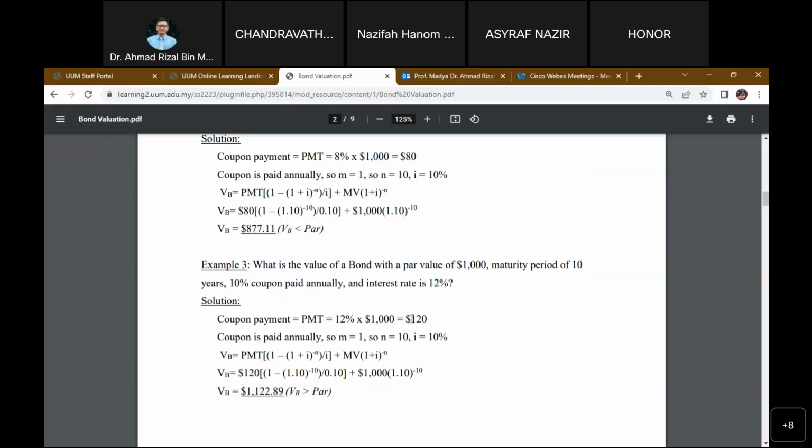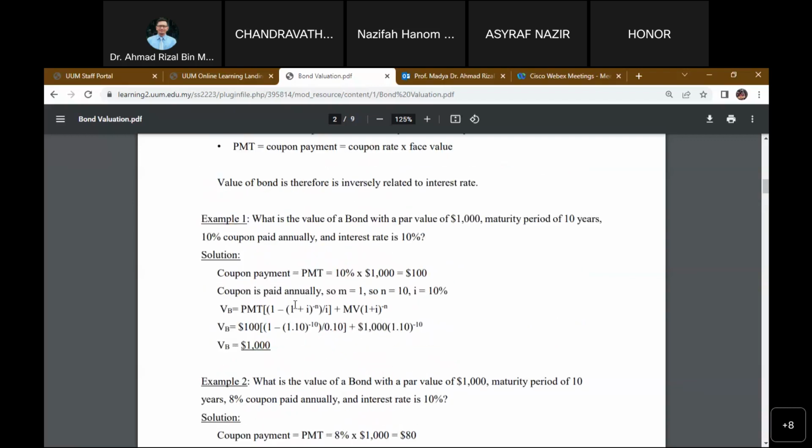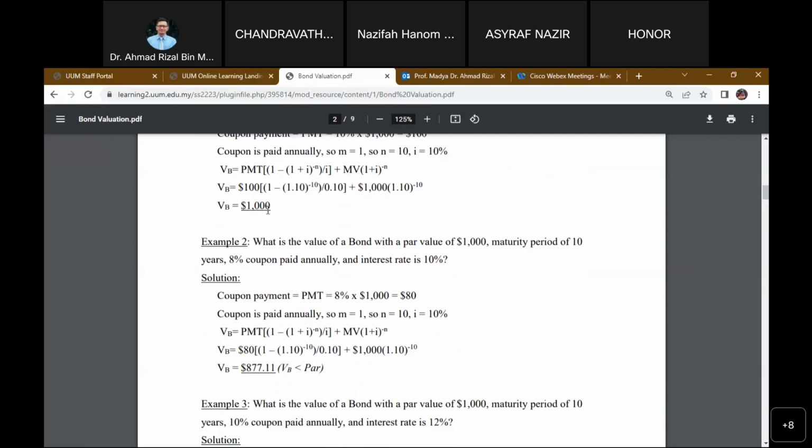12% times 1,000, which is 120. When you do this, you will get that the value of the bond would be 1122.89, which is higher than the par value. So we have three cases here. One would be when the coupon rate equals the interest rate, value equals par value, which is 1,000.